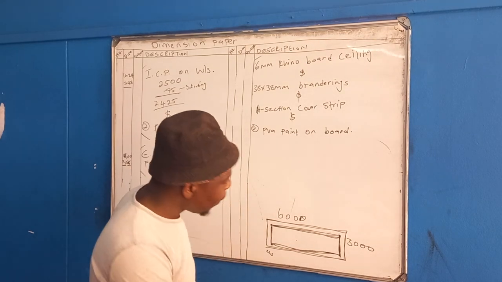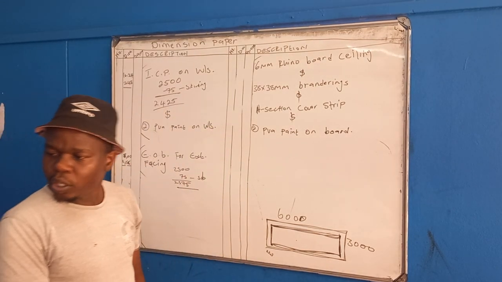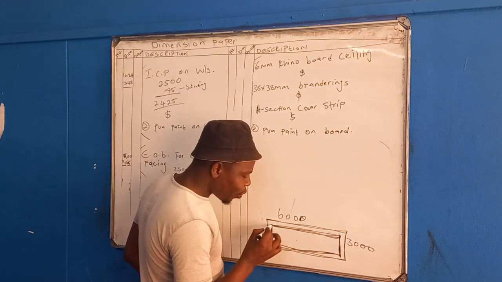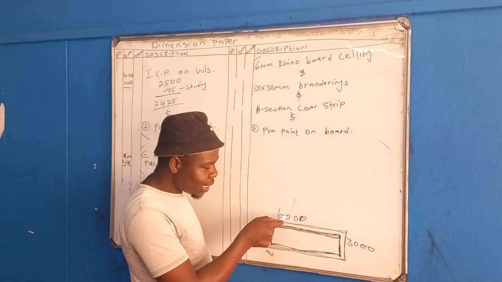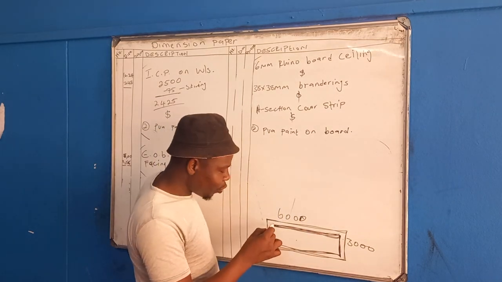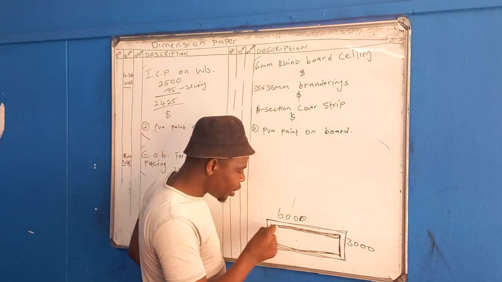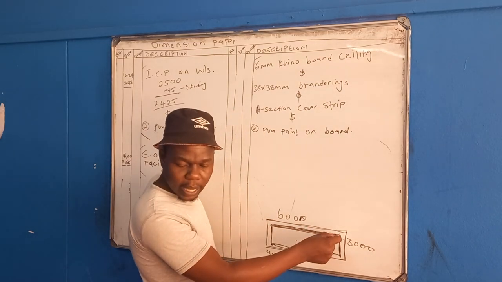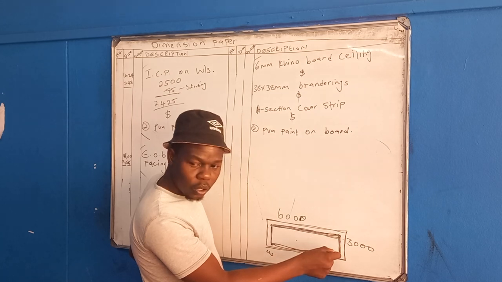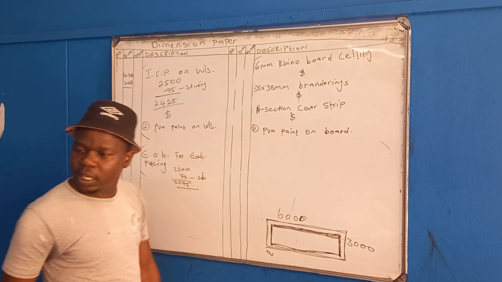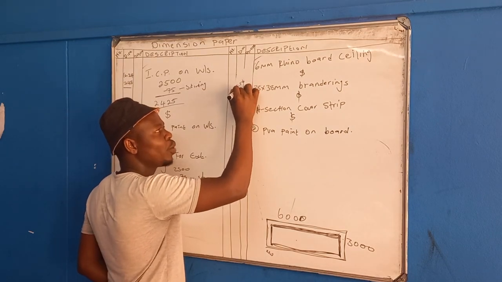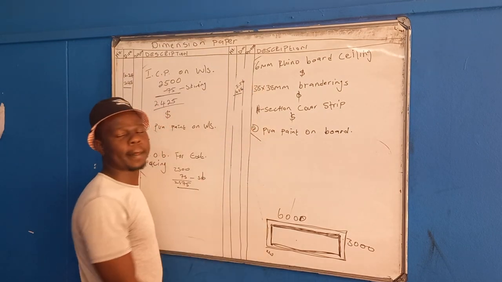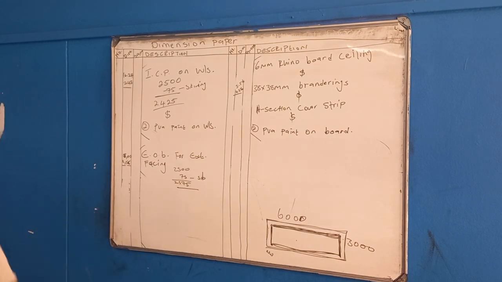What we should do is the measurement. Your ceiling is where? It is internal. From here to here, we said this is 5,560. You still remember? We said 6,000 minus 2,220 (the wall thicknesses), you will have 5,560, which will be the length of your ceiling. And then the breadth of your ceiling will be 2,560. Your ceiling is measured in meter squared. So you have 5.56 and then 2.56. Then you close. Length, breadth, meter squared. Any question?